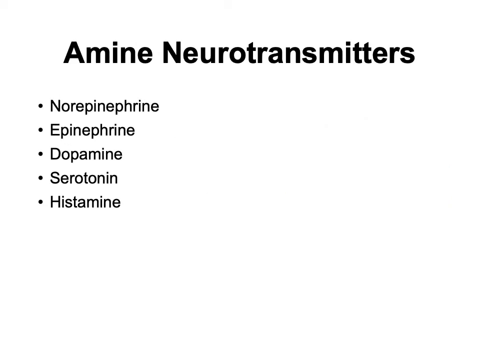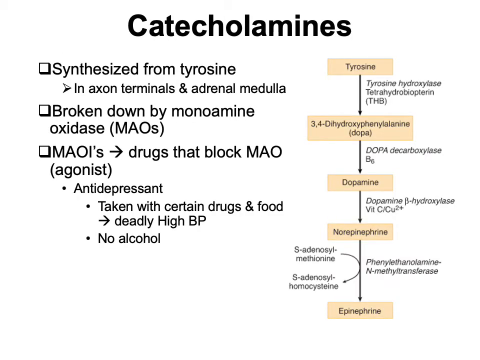Now we're moving on to amine neurotransmitters, which include norepinephrine, epinephrine, dopamine, serotonin, and histamine. Catecholamines are both neurotransmitters and hormones. They are synthesized from tyrosine. The neurotransmitters are synthesized in the axon terminal, and the hormones are synthesized by chromaffin cells in the adrenal medulla gland. They are broken down by monoamine oxidase, or MAOs.